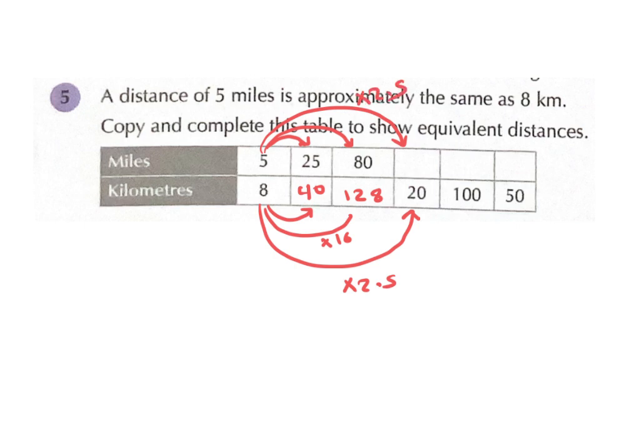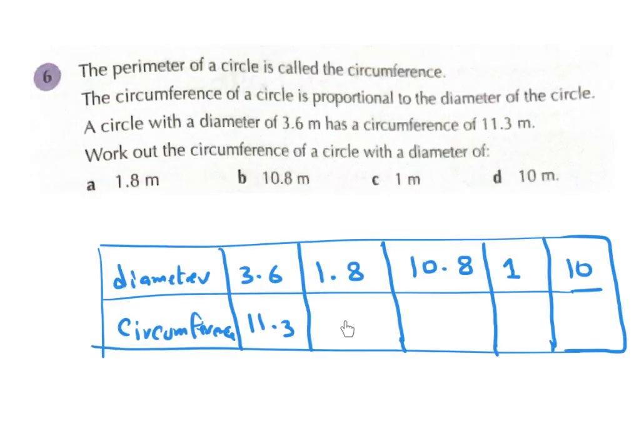12.5. So 12.5. Okay? Now you can start from 20 to 100. This is easier. 20 times 5 equals 100, so 12.5 times 5. 62.5. Now from 100 to 50, divide by 2. So 62.5 divided by 2 is 31.25.